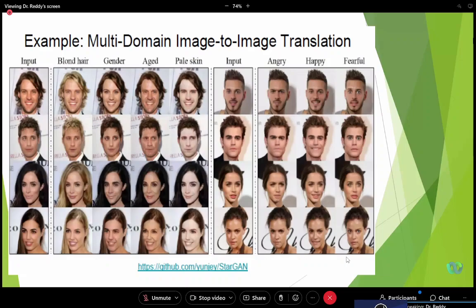Another important image application is multi-domain image to image translation, where just one input image is given, and there are hundreds of features that exist with respect to this translation. Here, how a person looks if he has blonde hair, how he looks if his gender is changed, male to female, and how he looks if he is aged 10 years younger or 10 years older, or has pale skin, or is angry, happy, fearful, etc.